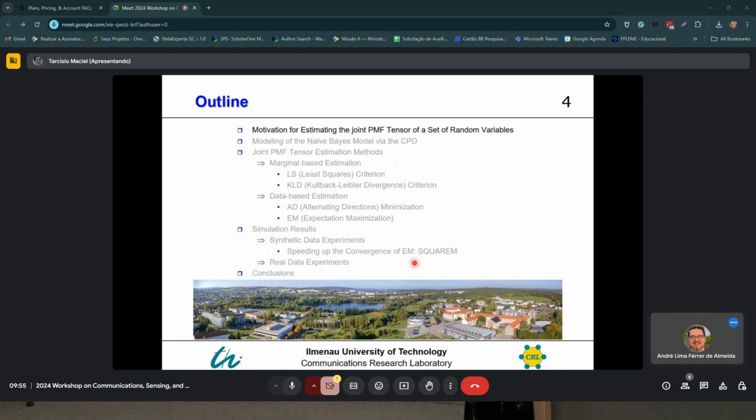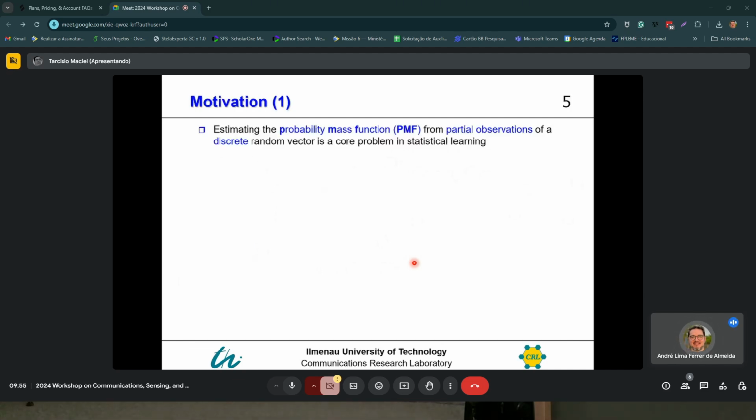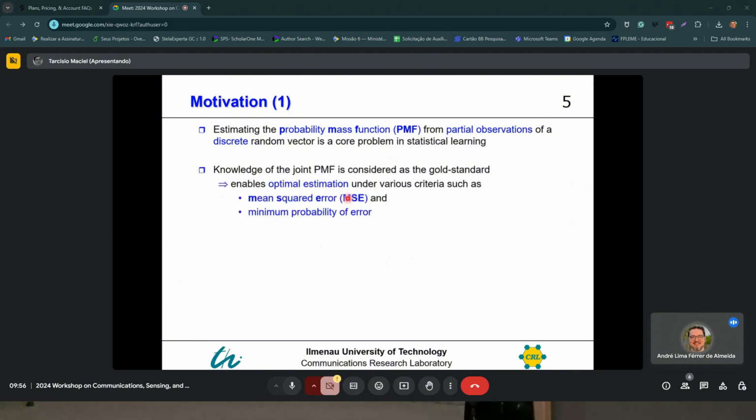Is there a problem? Okay, so now let's look at the motivation. Estimating the probability mass function from partial observation of a discrete random vector is a core problem in statistical learning, because the knowledge of the joint PMF is considered the gold standard. It enables optimal estimation under various criteria, such as the mean squared error and the minimum probability of error.